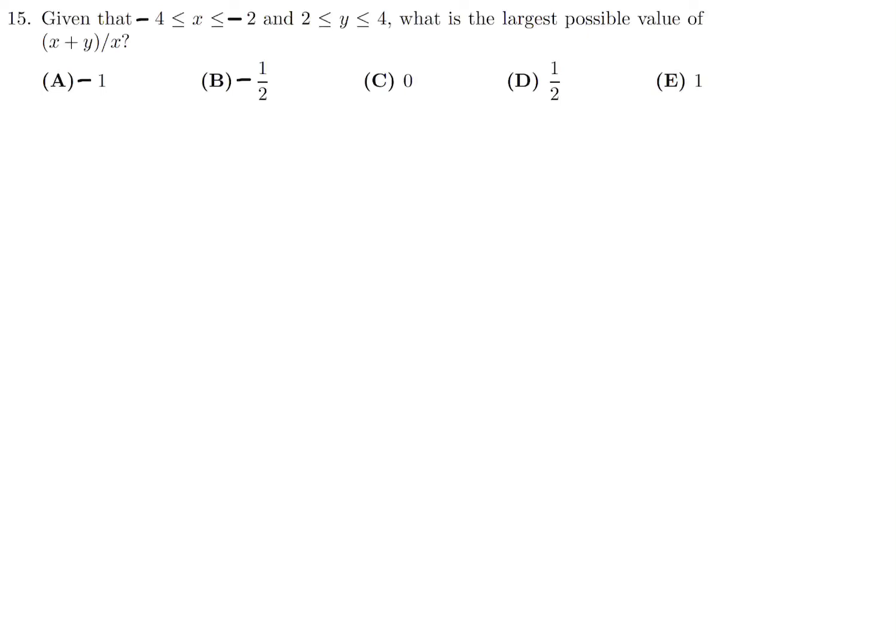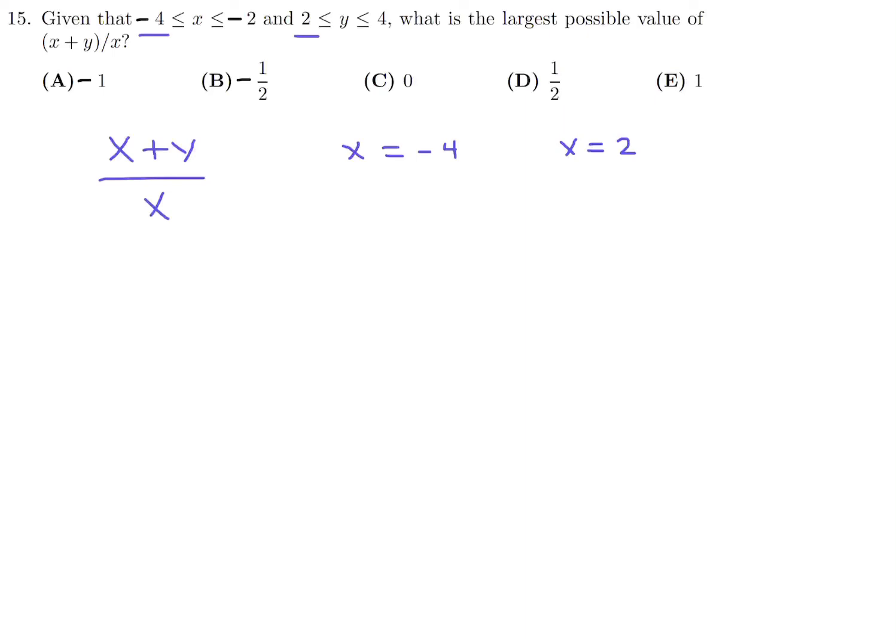Given that minus 4 is less than x is less than minus 2, and 2 is less than y is less than 4, what is the largest possible value of x plus y over x? So x plus y over x is at the heart of this question, and we got to mix and match here. So as always, just use extreme case scenarios. For x, I'll use minus 4, and then for y, I'll use 2. Let's see what we get. These are the extreme case scenarios, right? Those are the lowest values for each.